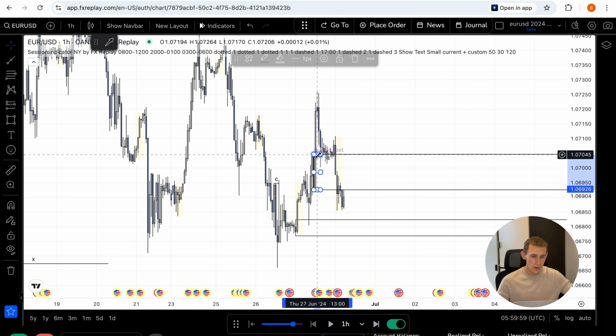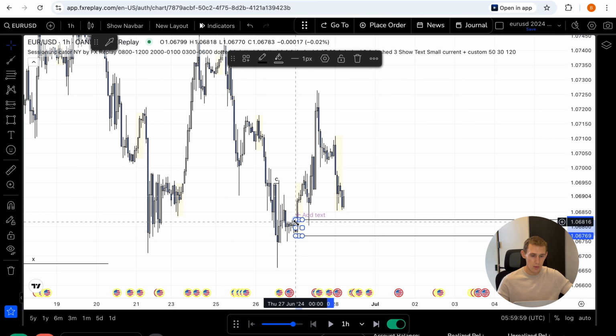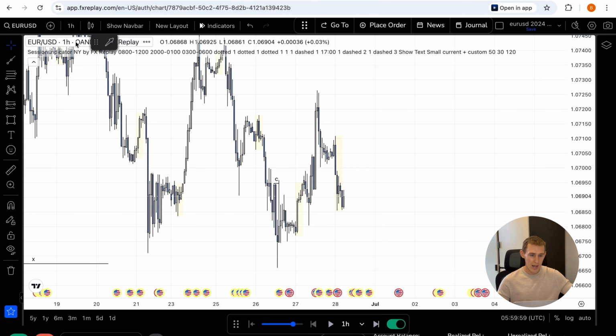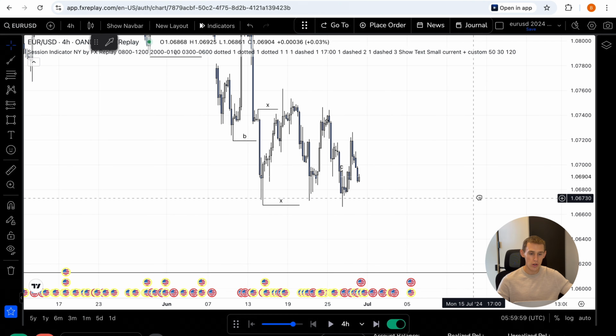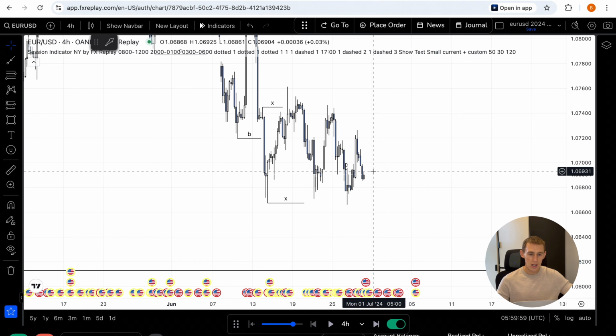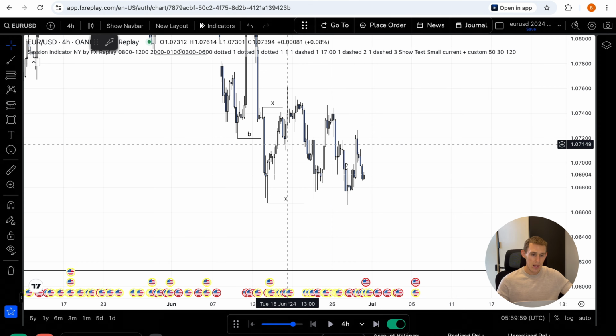By the way, I need to explain this as well. For anybody that doesn't know, I live in the UK, so I don't trade Asia because it's overnight. And Asia session on Eurodollar and GBPUSD tend to just consolidate anyway, so it's not really worth trading.